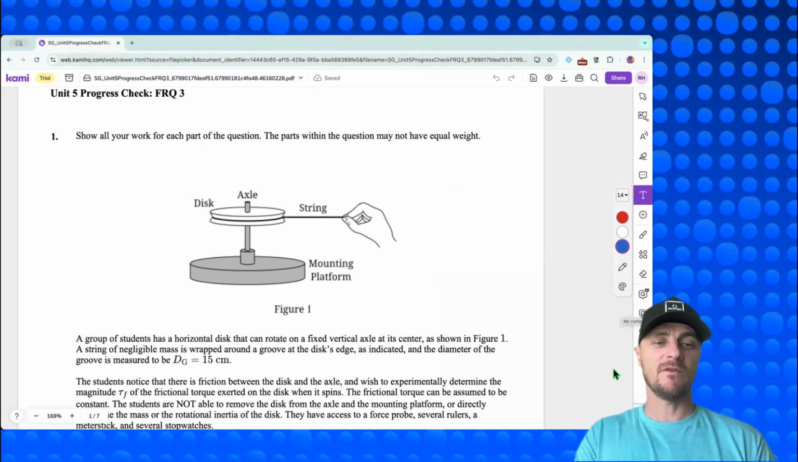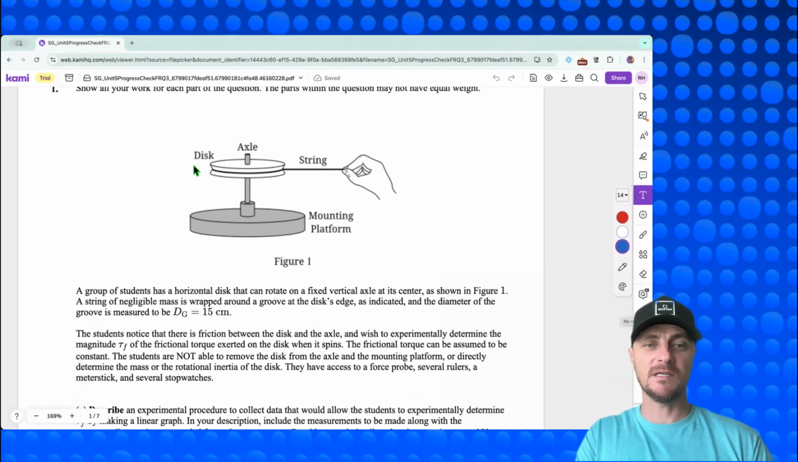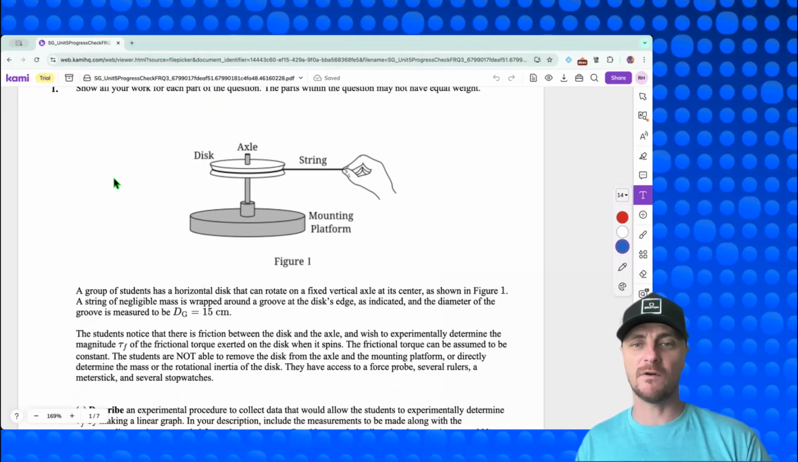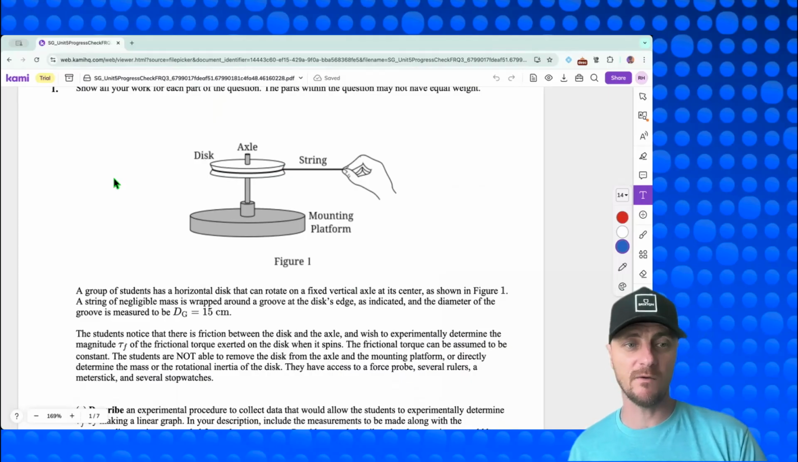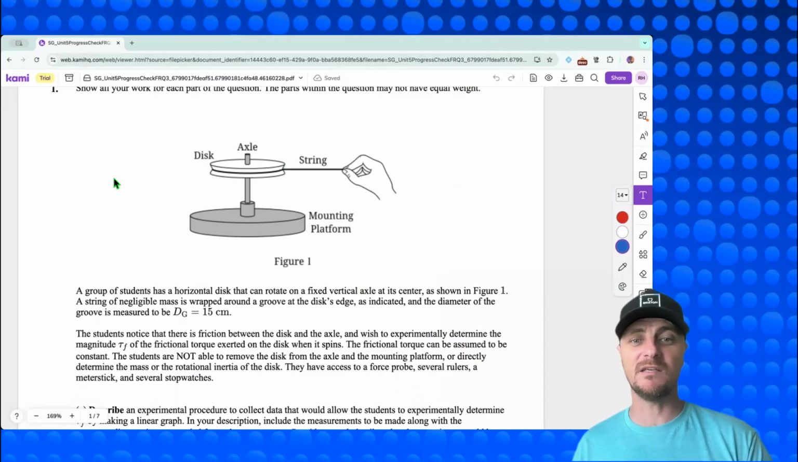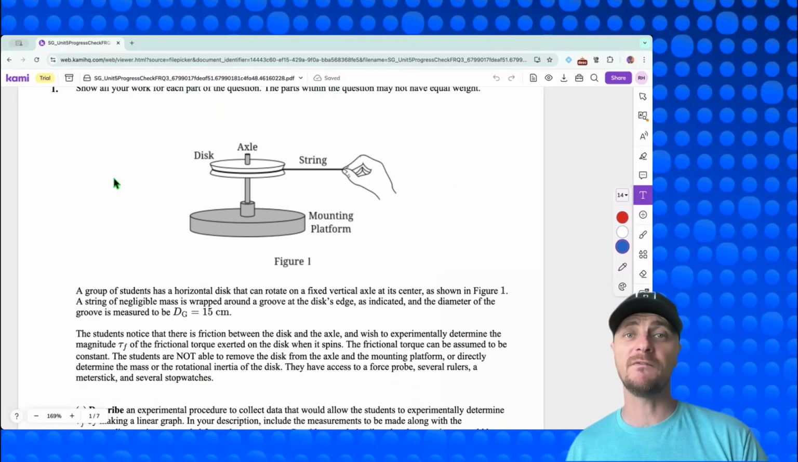Let's look at it. We have a group of students. They have this horizontal disc that can rotate on a fixed vertical axle at its center, as shown in Figure 1. A string of negligible mass is wrapped around a groove at the disc's edge, as indicated, and the diameter of the groove is measured to be d sub g equals 15 centimeters.